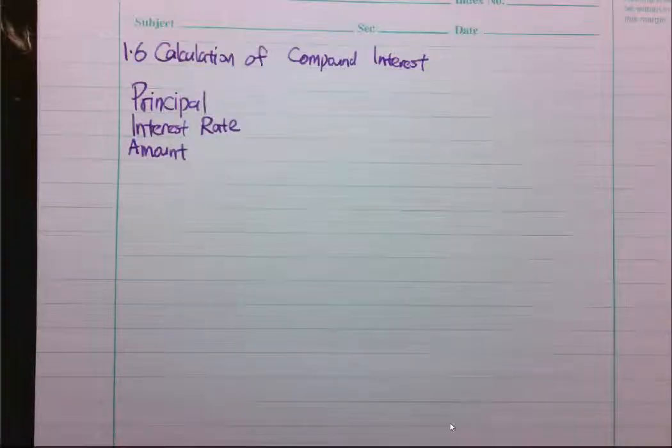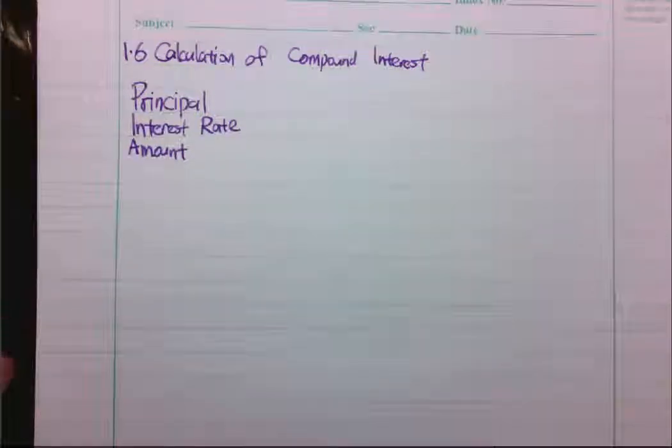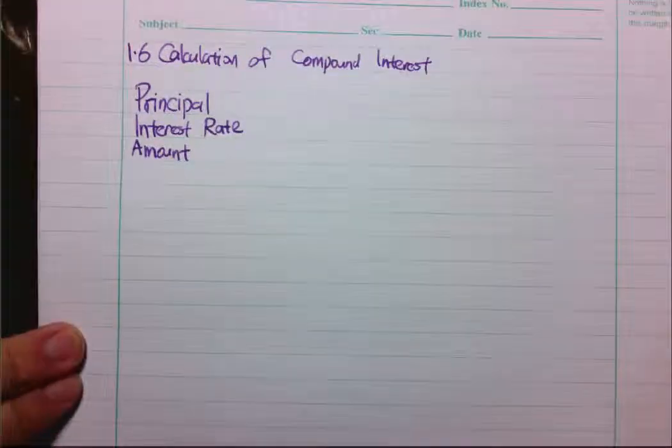Okay, today we're going to talk about calculation of compound interest. In Sec 2, you've already learned about simple interest. Today we're going to talk about compound interest. First, we recap a few terms we learned in Sec 2.